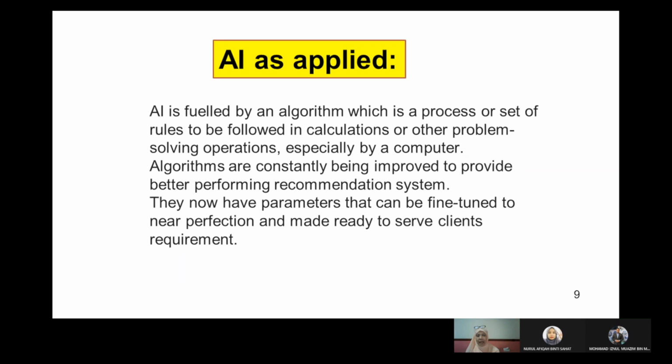Now, AI is an algorithm that consists of a set of rules, a set of processes for calculation, for solving problems by the computer. Okay, and this algorithm that we develop can be improved from time to time, and we can fine-tune it to the needs of our clients, right?